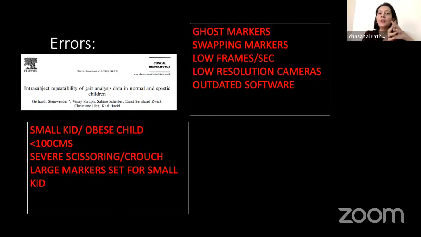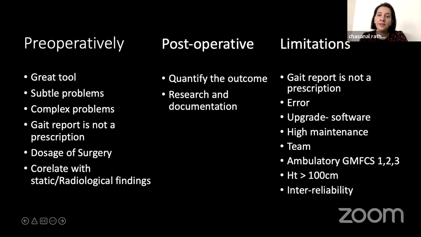So this is all about the good part or the brighter side, but there are errors, there are problems with the gait labs also. One is we can't do small kids, and there is difficulty in doing analysis for obese children. Again, severe scissoring and crouch is difficult to get very good gait graphs. And again, there are a lot of software as well as hardware problems.